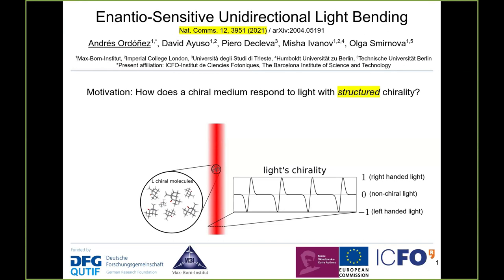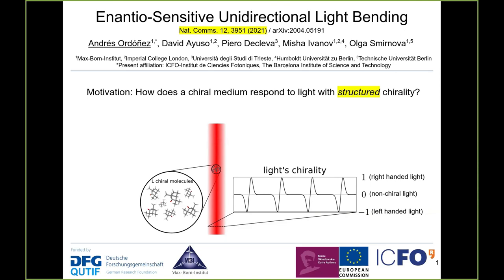So the motivation of this work was to understand how a chiral medium behaves when it is exposed to light with structured chirality. And what do I mean by structured chirality? Well, I mean that the chirality of the light changes as a function of position across the beam, like I show in this figure. It varies from negative to positive, or one could say from left-handed to right-handed to non-chiral and so on, as a function of position across the beam.